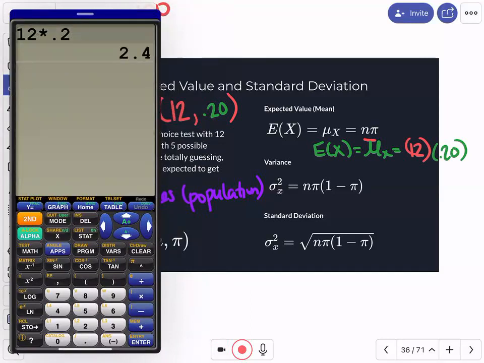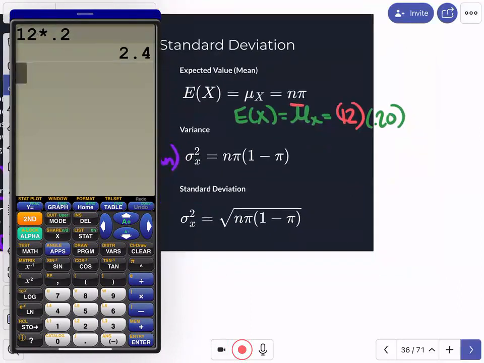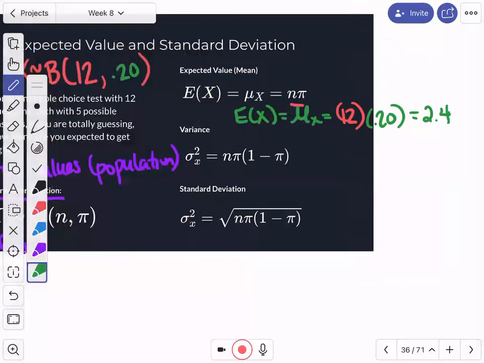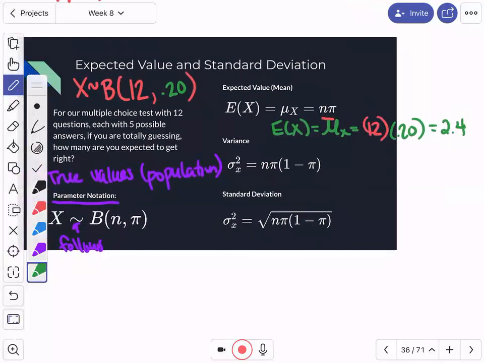On average, I'm expected to get 2.4 questions correct. Now, can we actually get 2.4 questions correct? Yes or no? No, because this is a discrete distribution. Numbers have to be whole numbers. But mathematically, the average is 2.4 questions correct.